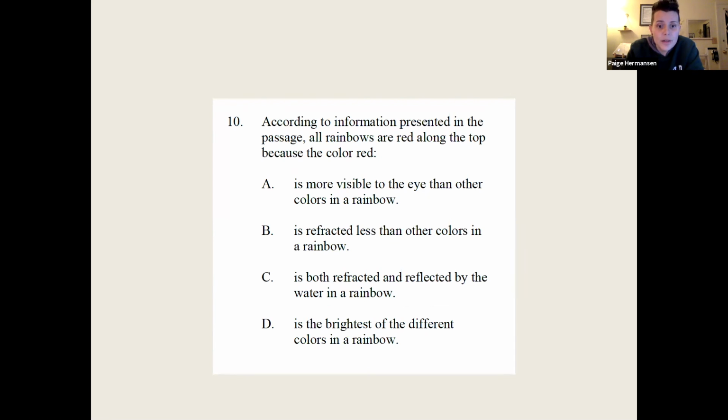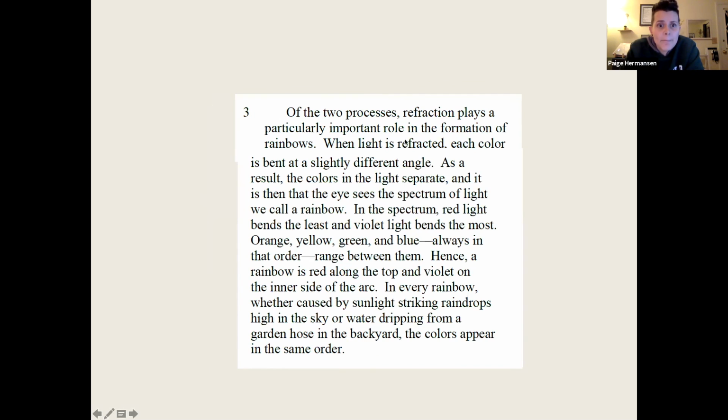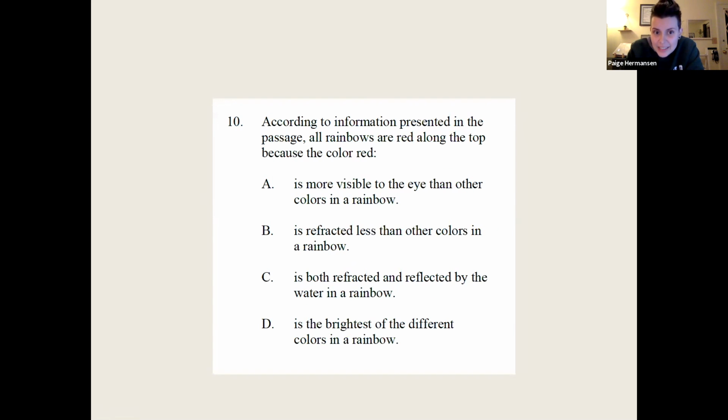Based on what I read, because as we can see here, when light is refracted, each color bends differently, so the colors in the light separate. Red light bends the least, and violet light bends the most. So that's why we see rainbows red along the top. So something that bends the least is something that is refracted the least, right? So that's what's happening there. So the answer option B is correct.